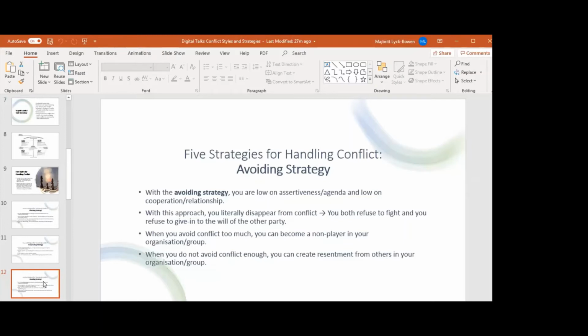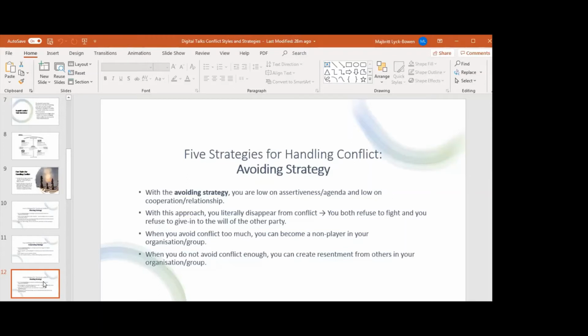And again, I'm sure we've seen many situations where this happens, where people literally just disappear from the conflict. They just walk away. So this is where both parties really refuse to fight and you refuse to give in to the will of the other party as well. So you just walk away from the situation. And again, there might be situations where that's the best option. Having a teenage daughter, for example, I have definitely learned the hard way that there are times where it's just not worth fighting for. It's better to just walk away and say, let's leave it.